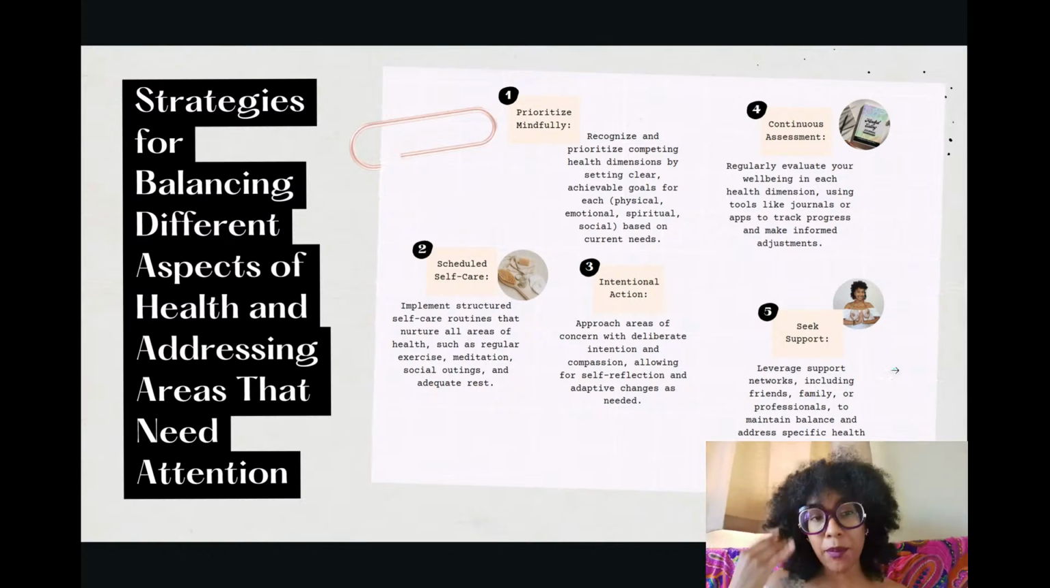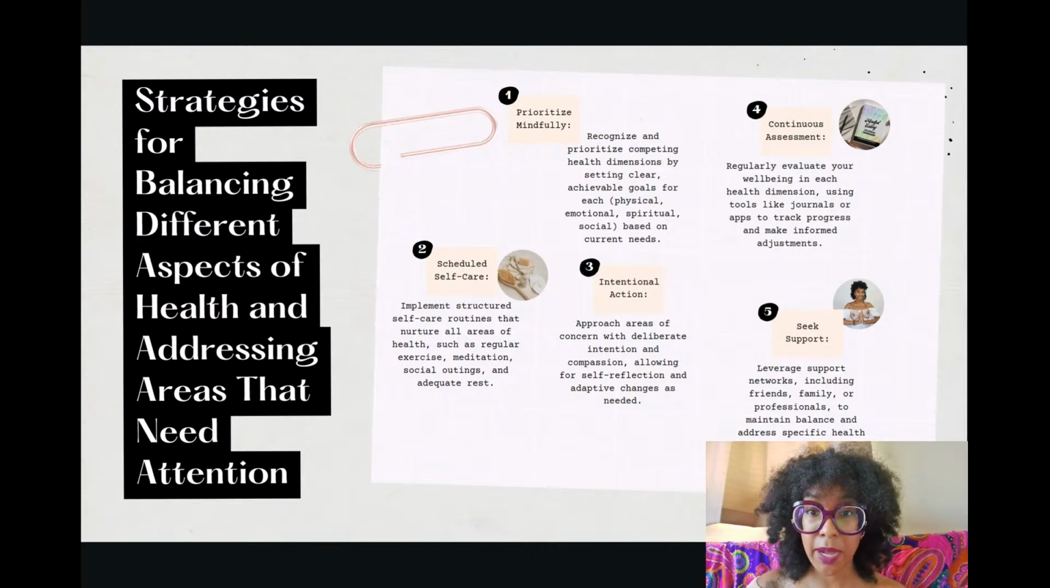Okay, so now we're going to go over some strategies for balancing different aspects of health and addressing areas that need attention in your life. So when you're creating this mind map and utilizing your mind map, make sure that you are prioritizing mindfulness. Recognize and prioritize competing health dimensions by setting clear, achievable goals for each.